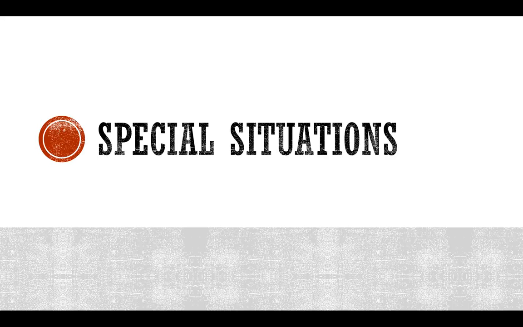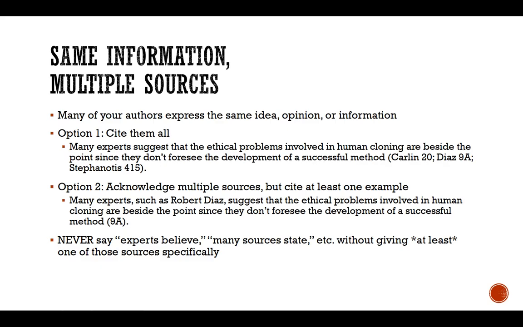So this is a continuation of our discussion on MLA citations, and I want to go over some special situations you might find yourself in and what you should do in those situations. So one thing that might happen to you is finding the same information in multiple sources. You're looking for what kinds of diseases cats tend to suffer from, and all the sources you look at say the same one is the most common disease. So what do you do in this case?